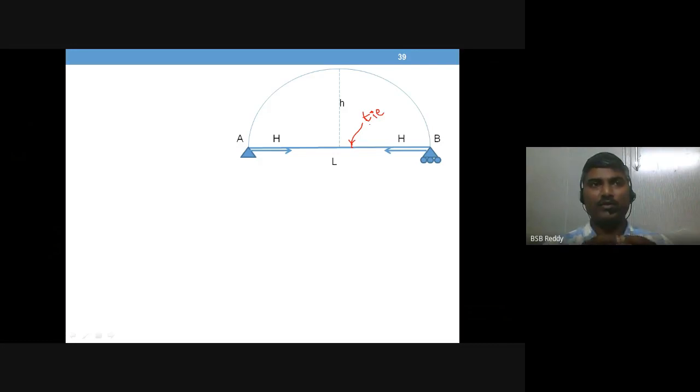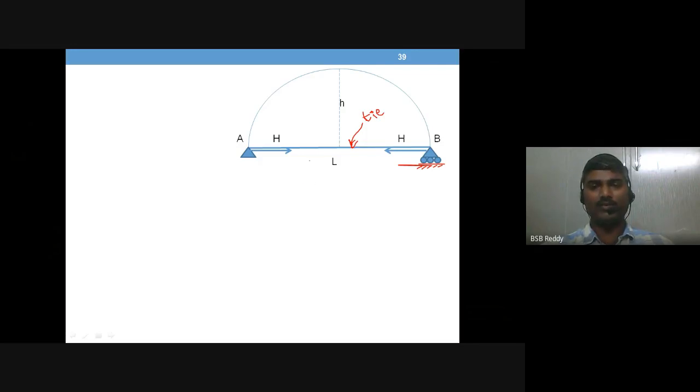So what is the purpose of providing this tie, and how is it going to influence the internal forces developed in the arch? This is our discussion. If you can see, we have a change in the support system also. Support A is as usual a hinge. Support B we have provided with a roller.